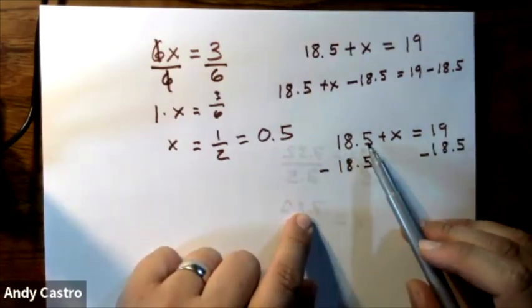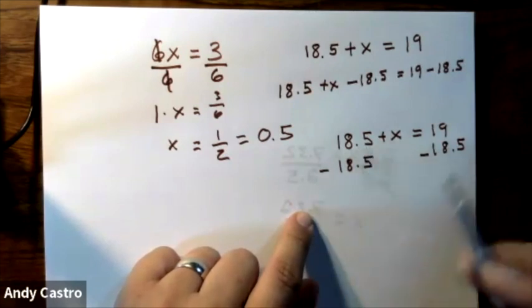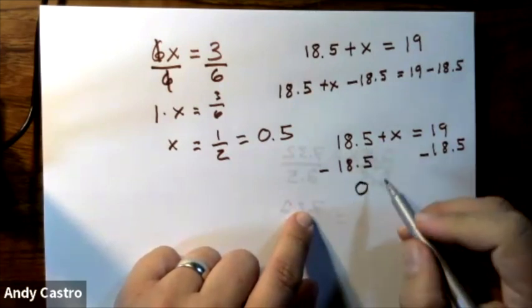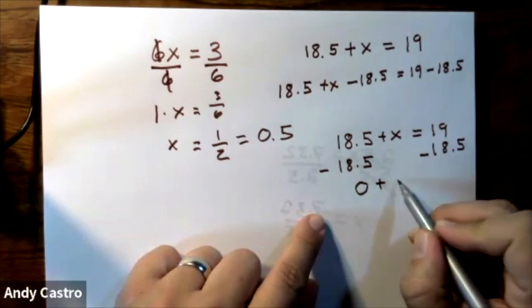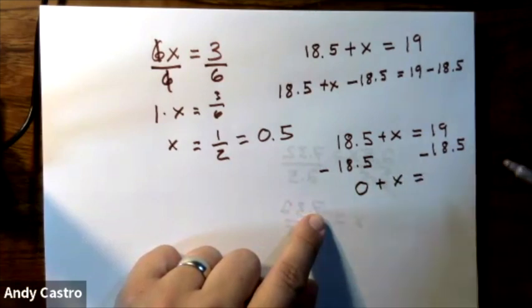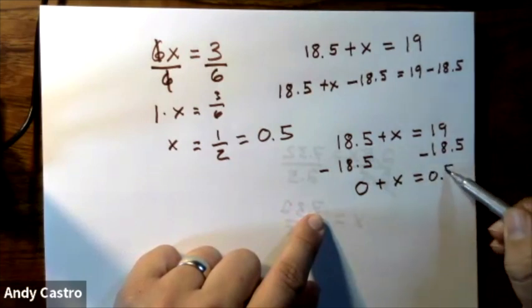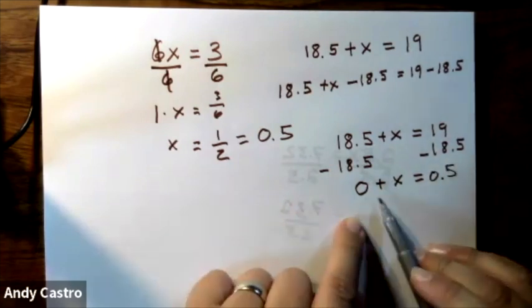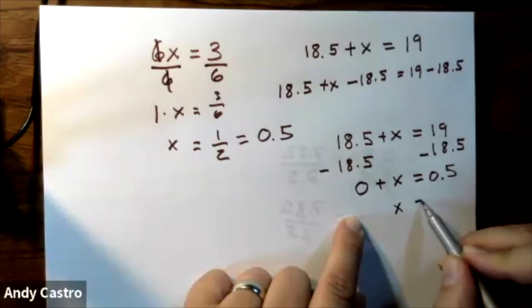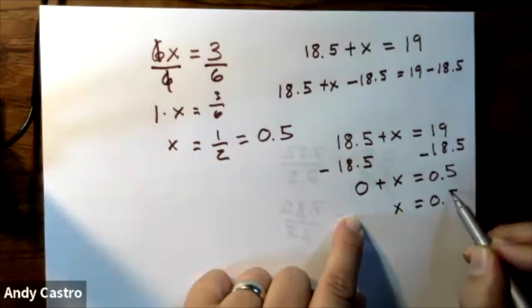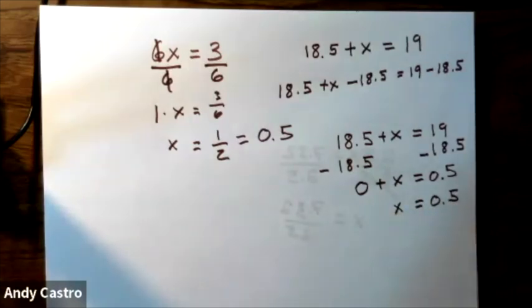So 18.5 minus 18.5 gives me 0. So now I have 0 plus x is equal to 19 minus 18.5, which gives me 0.5. 0 plus x gives me x. x is equal to 0.5.